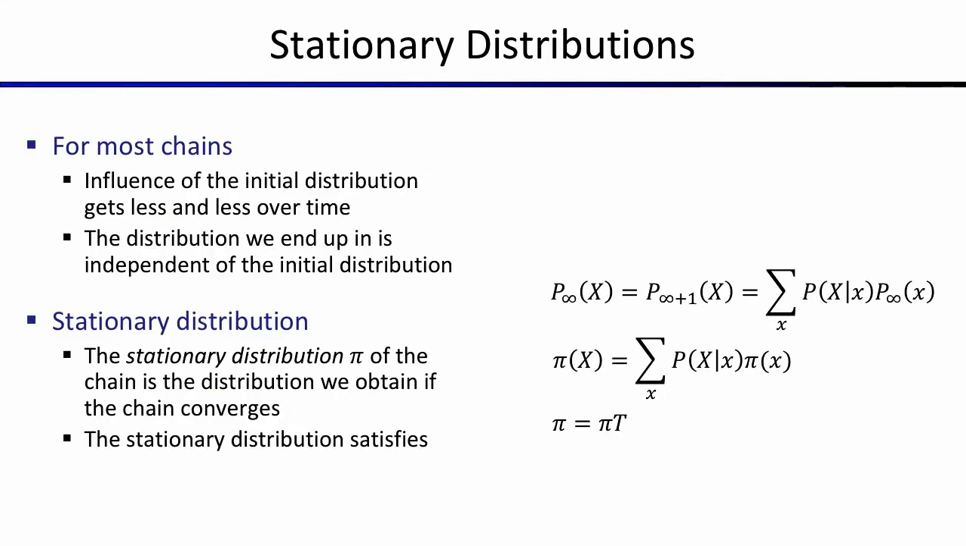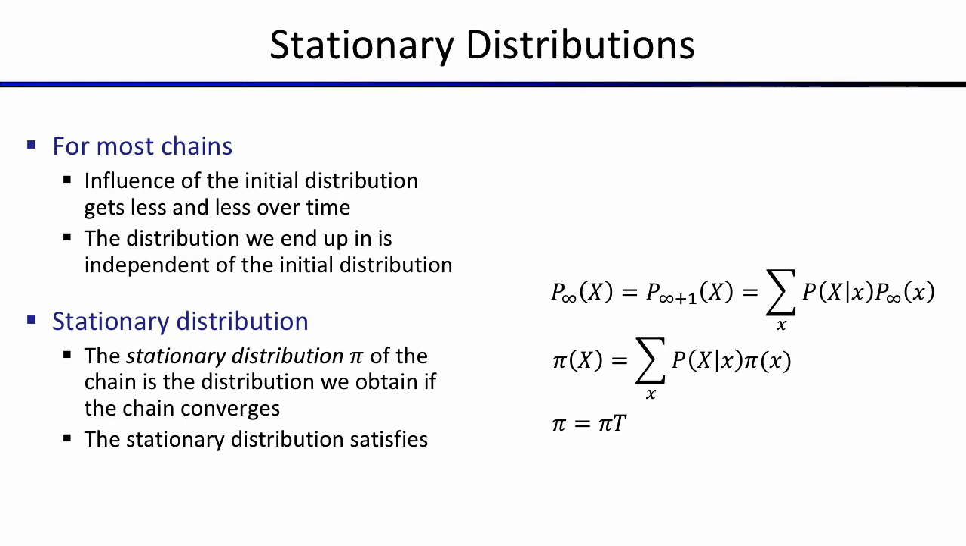So it's interesting to note that the initial probability distribution has less and less effect over the chain as time passes, and we end up converging to a stationary distribution that is independent of the initial distribution. That's going to happen for most of the chains. So we can formalize this idea a little better.